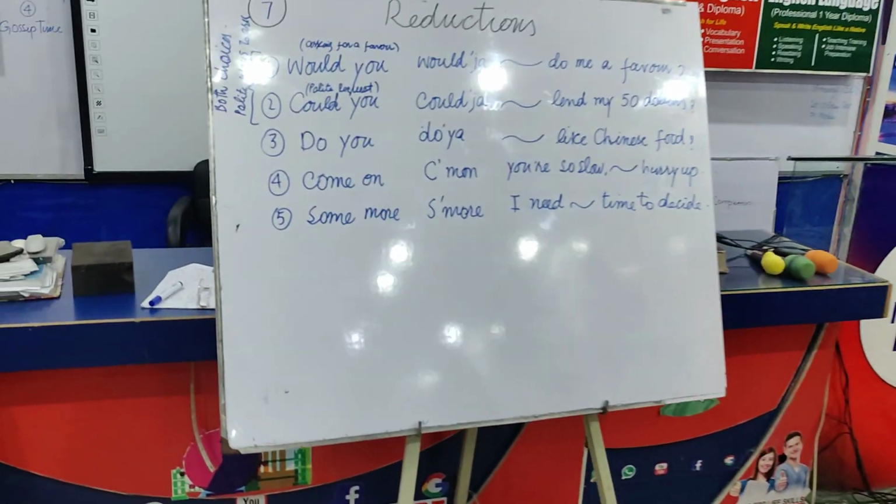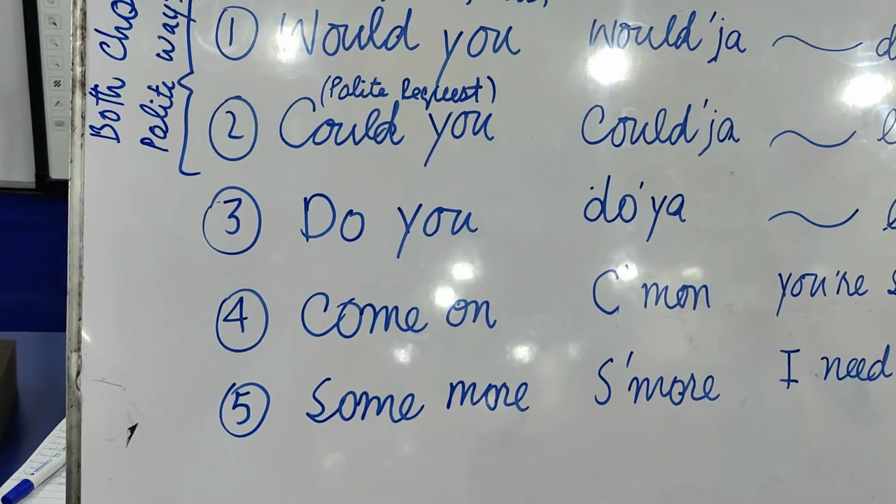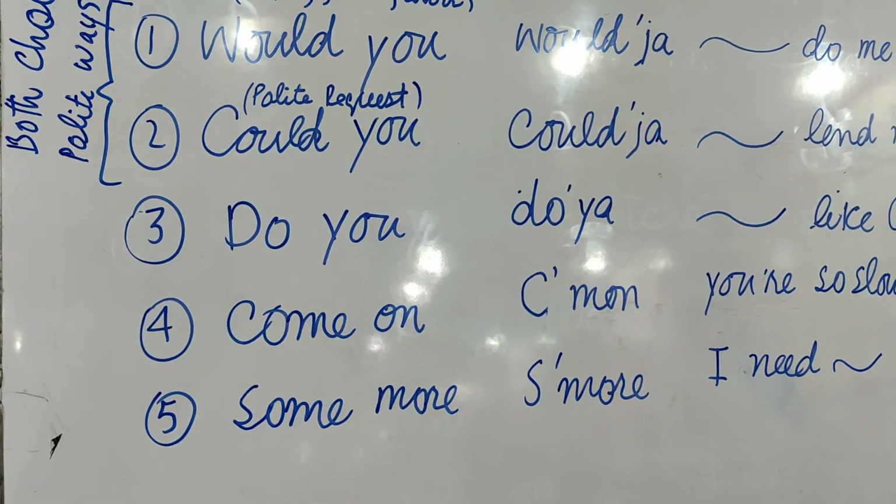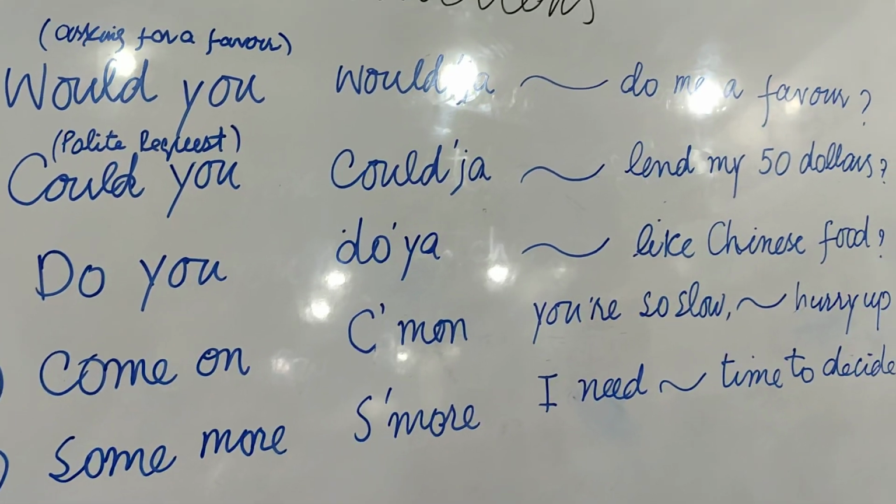Dear, the next, the fourth one is come on. Come on. You're so slow. Come on, hurry up. Jaldi karo. Look sharp. Jaldi karo. Hurry up. Yes, please. Come on.